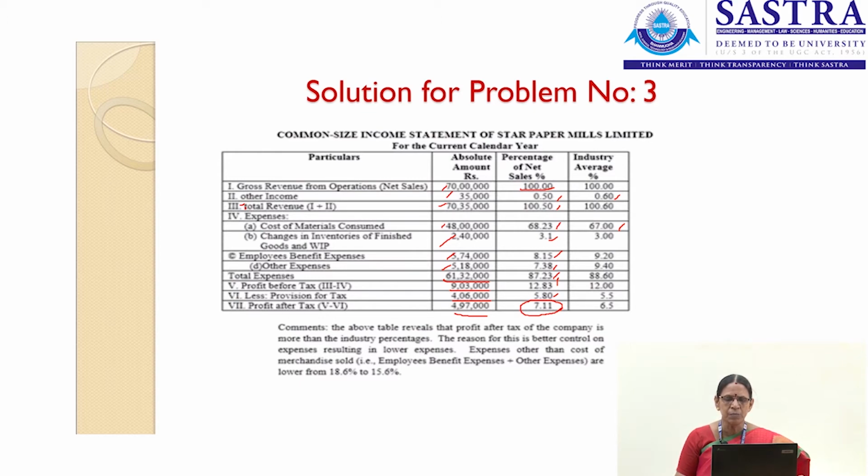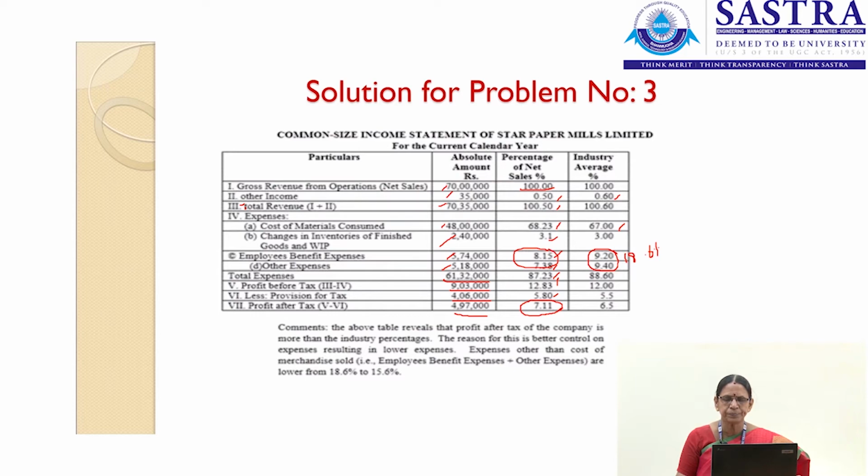See, the comments on the above table reveal that profit after tax of the company is more than the industry percentages. The reason for this is better control on expenses, resulting in the lowering of expenses. The expenses other than the cost of merchandise sold, that is your employee benefit expenses and other expenses, are lesser than the industry average. So for the industry average, this 9.20 and 9.40 comes to 18.6%.